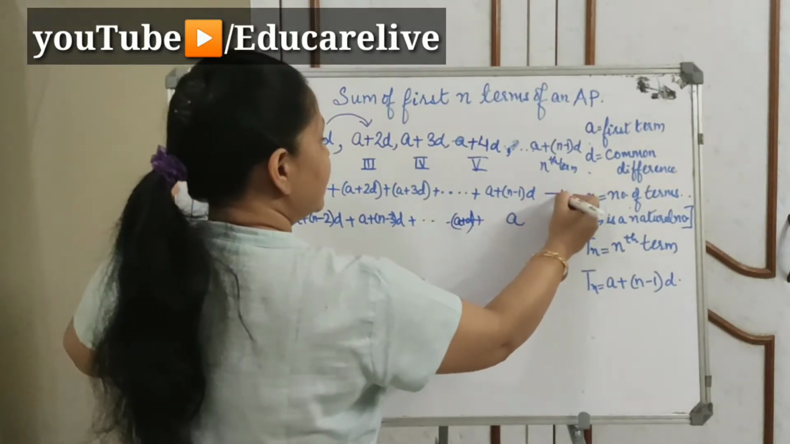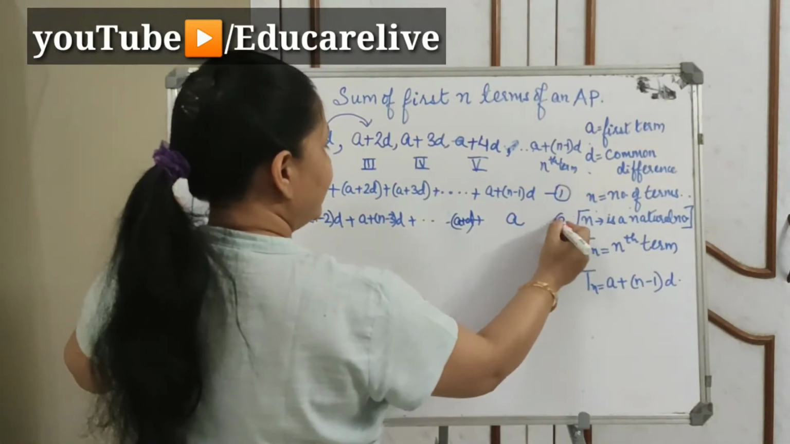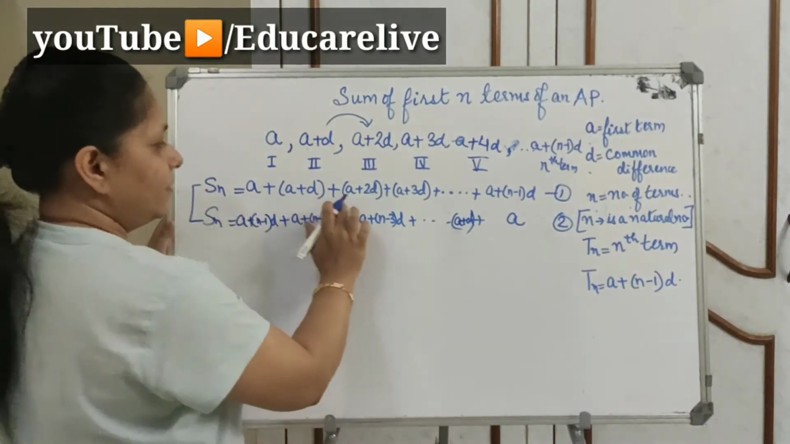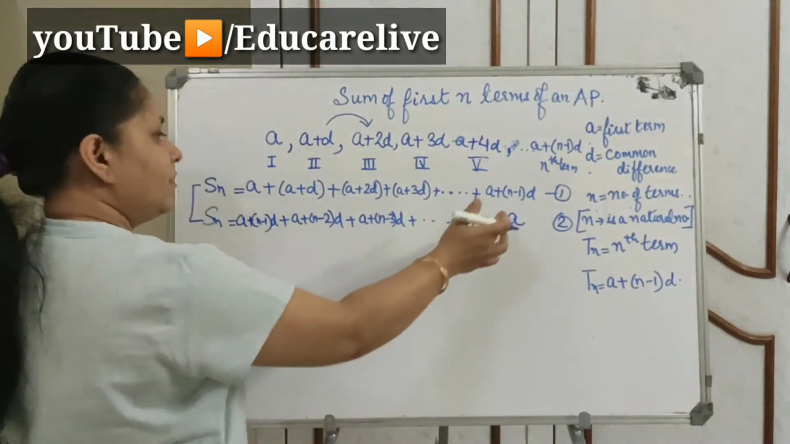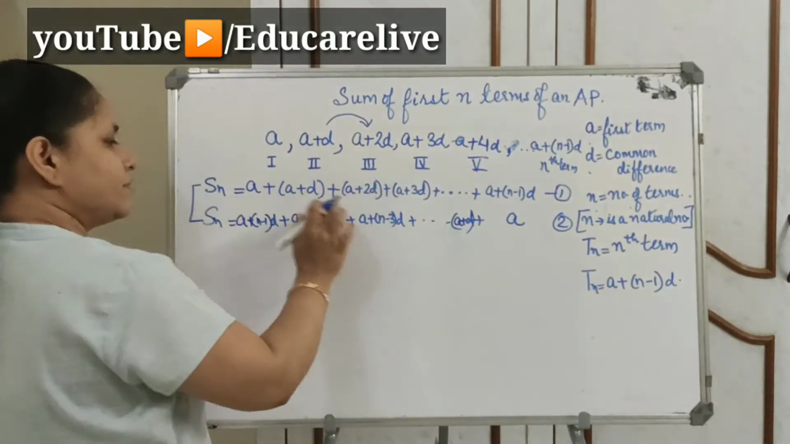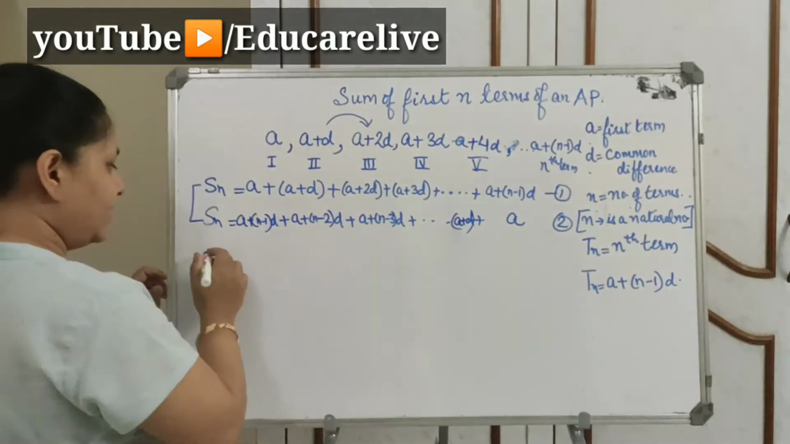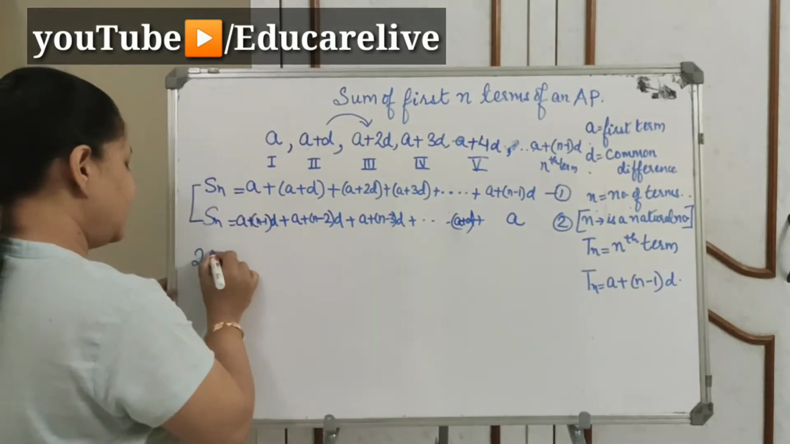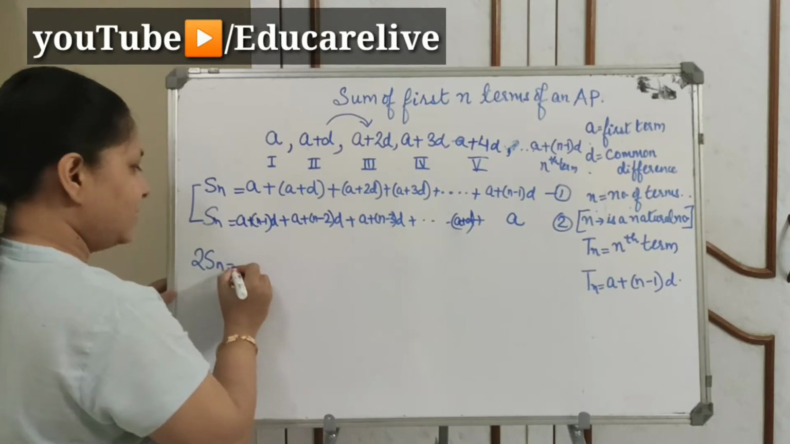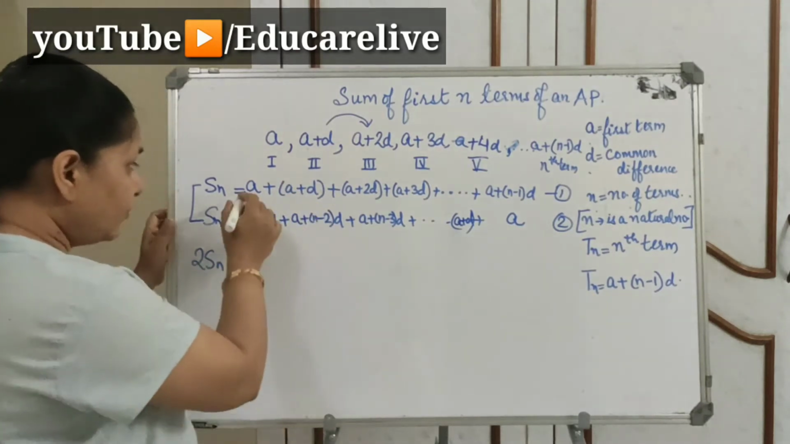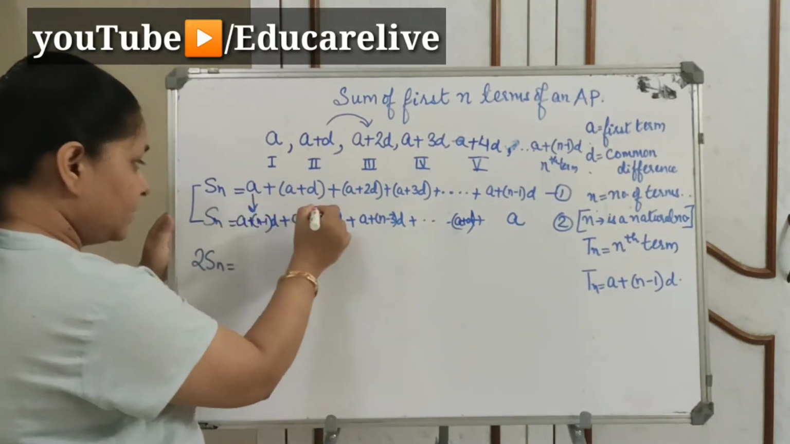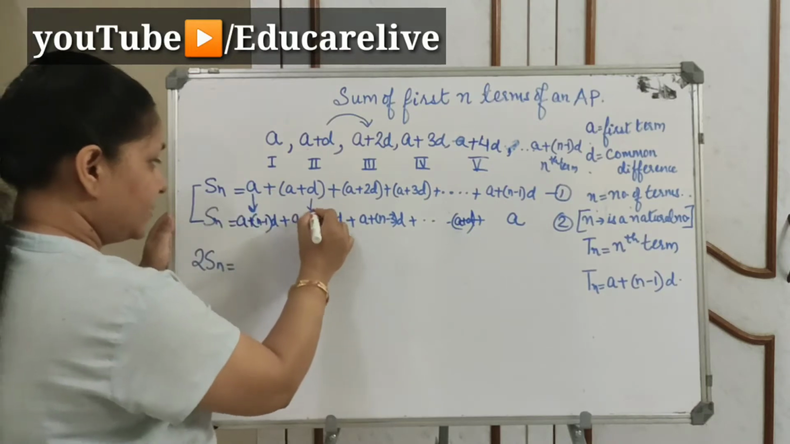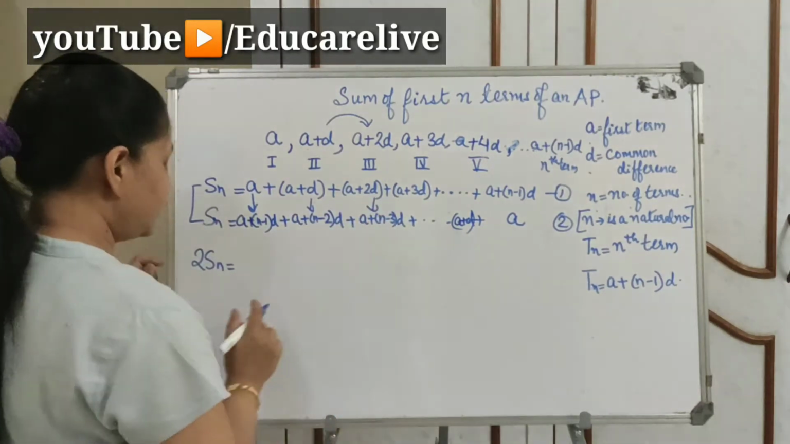So the same series we have written twice, but one time we have written this way and the other time we wrote in a reverse manner. Okay. Now we are going to add them. So Sn plus Sn will give you 2 times of Sn. Now what we have to do is we'll add them. These two will add, these two will add, these two will add, and so on.